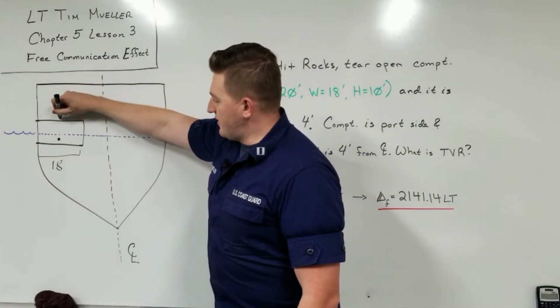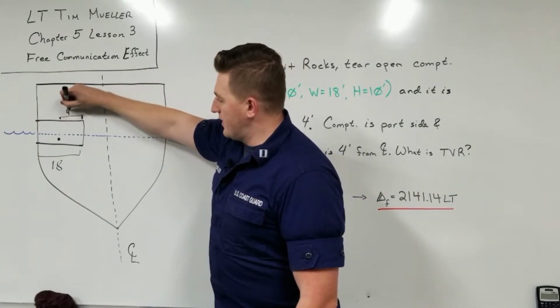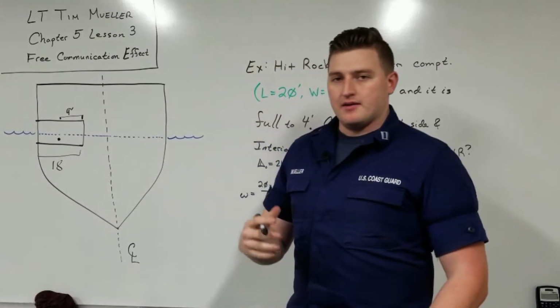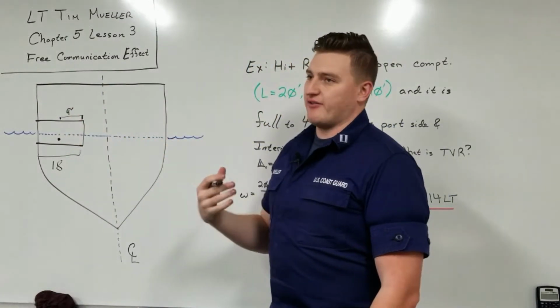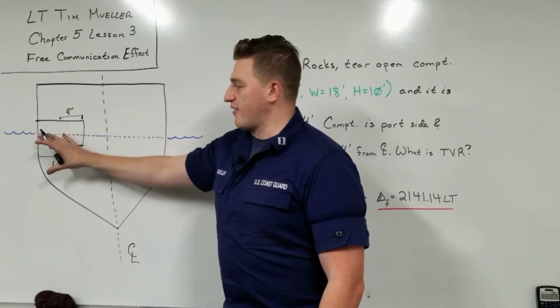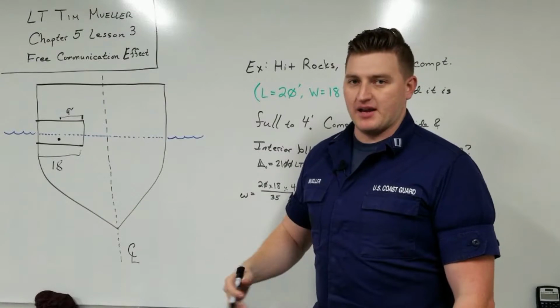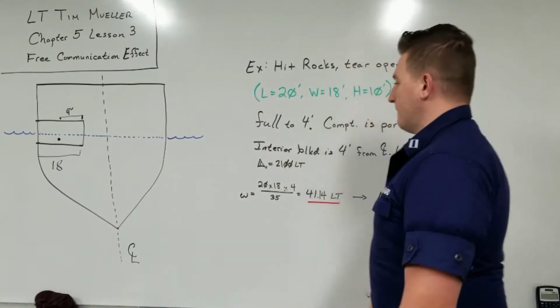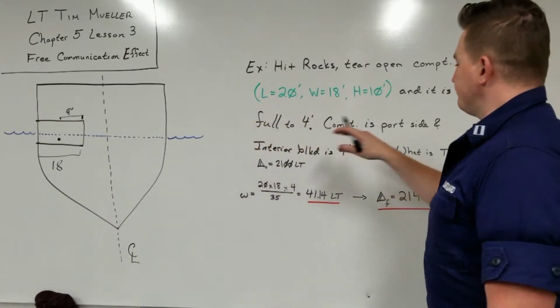So this distance here from the center of gravity to this interior bulkhead is 9 feet. Now, that isn't all that we need. We don't have everything on this diagram right now to figure out what our y is. We have to go back to our prompt and see if there's any more information that we can use. We know the compartment is on the port side. All right, we got that.